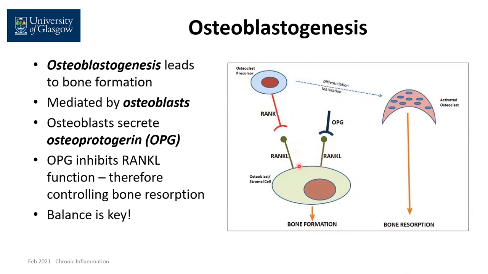So we've got RANKL. So this is a protein that's produced by osteoblasts. We have the RANK receptor, which is found on the osteoclast. And then OPG is a protein that's secreted by osteoblasts that basically inhibits and prevents the RANKL from binding to the specific receptor on the osteoclast. And it's ultimately the balance between OPG and RANKL which is really important in maintaining this tissue homeostasis, maintaining this balance between resorption and bone formation.